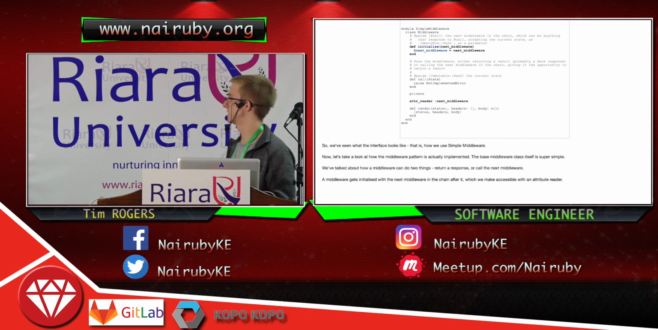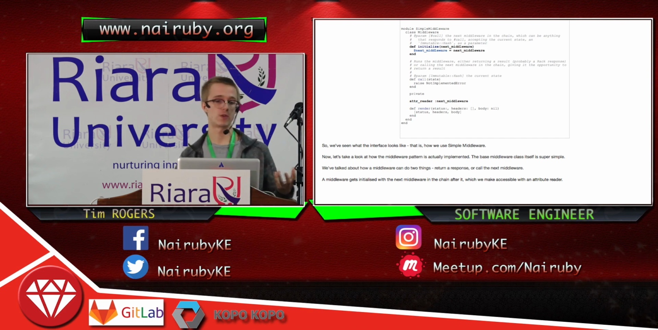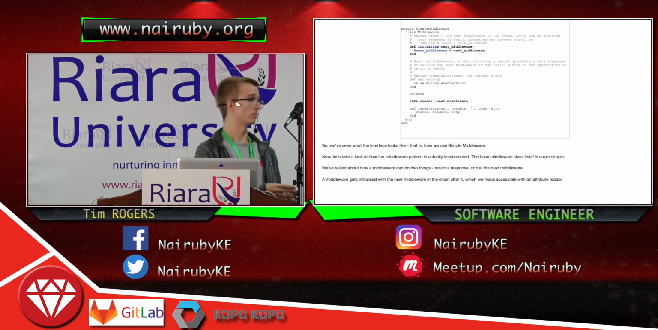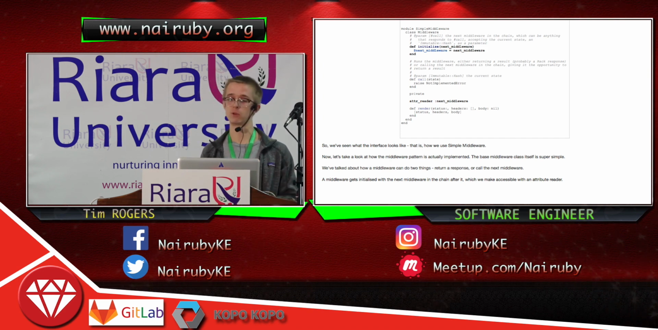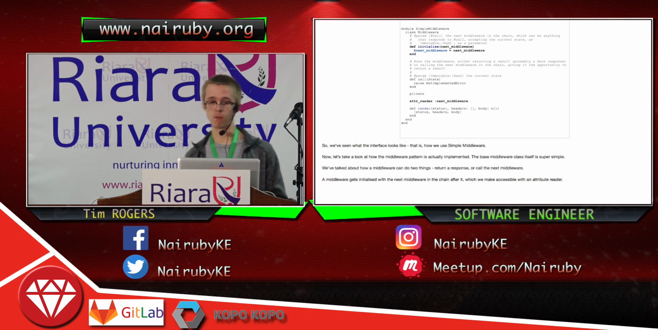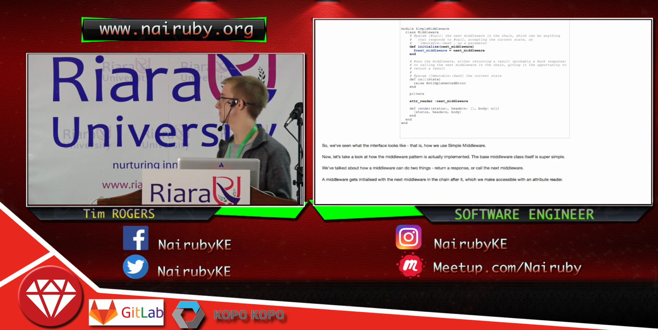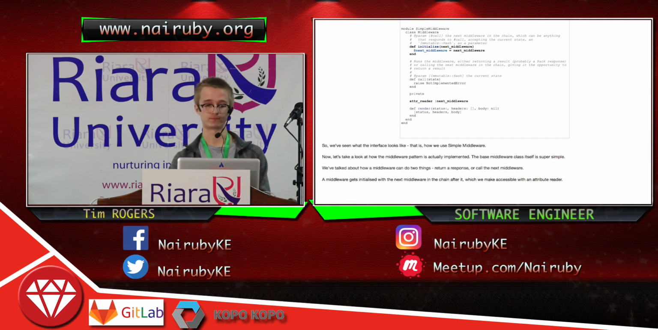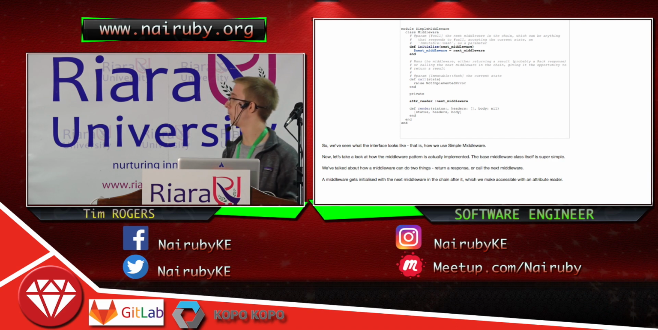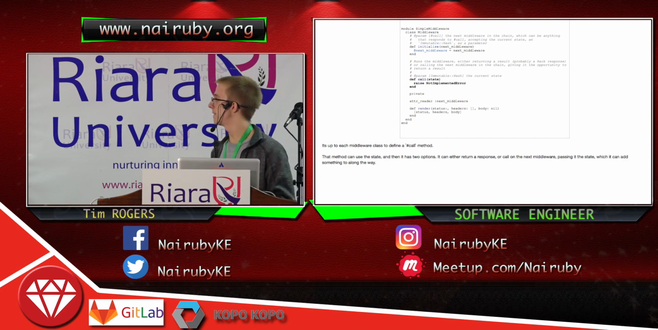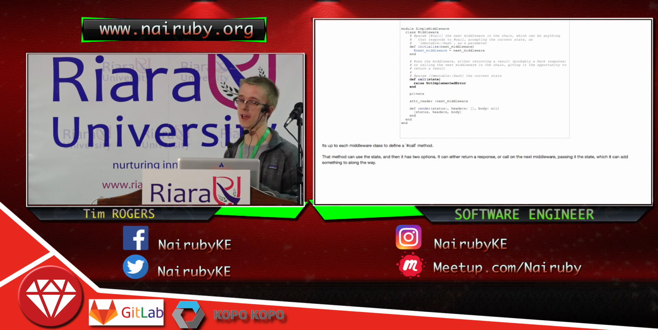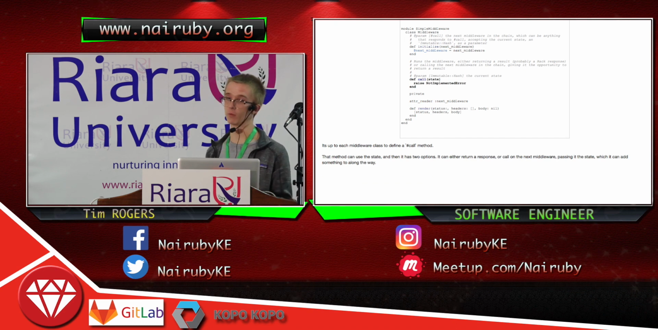The base middleware class itself is super simple. I've already talked about how a middleware can do two things. It can either return a response, or it can call the next middleware in the chain. A middleware gets initialized with the next middleware in the chain after it, which we make accessible with an attribute reader. It's then up to each middleware to define its call method. That method can use the state, and then it has two options. It either returns a response, or calls the next middleware in the chain, passing in the state, which it can add to along the way.